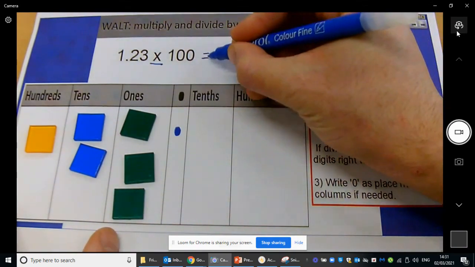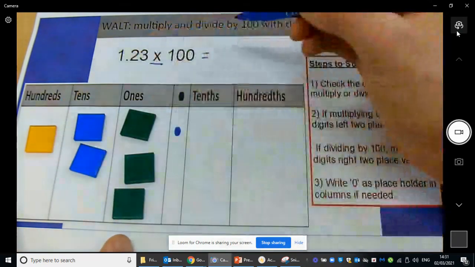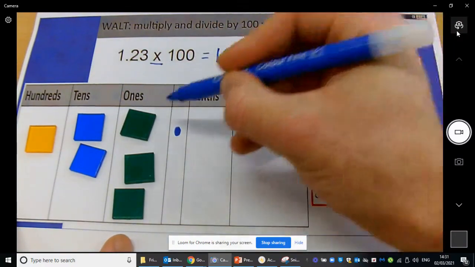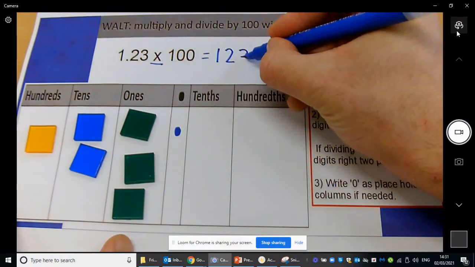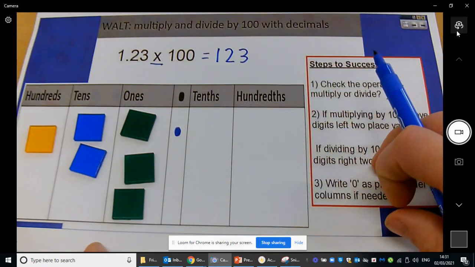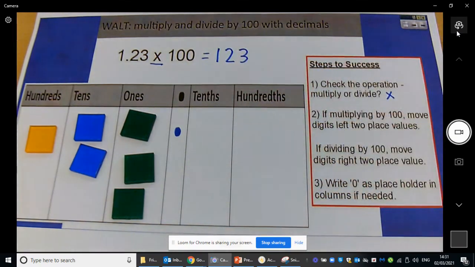So we can see that 1.23 multiplied by 100 is 123. There are 1 hundred, 2 tens, 3 ones, and we don't need to put the decimal in this case because there's nothing after the decimal point, so there's no need to do that. So 1.23 multiplied by 100 is 123.